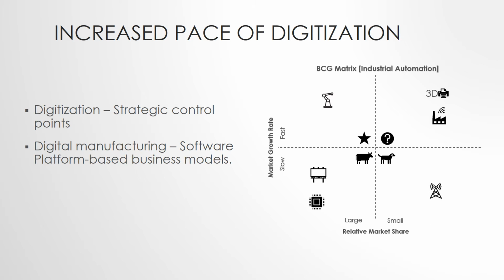The dog product has relatively small market share and slow growth rate. In this case, it's power grid automation, for which I have shown an image of a tower, which are in decline with overall decline in demand for utility sector because of market saturation.